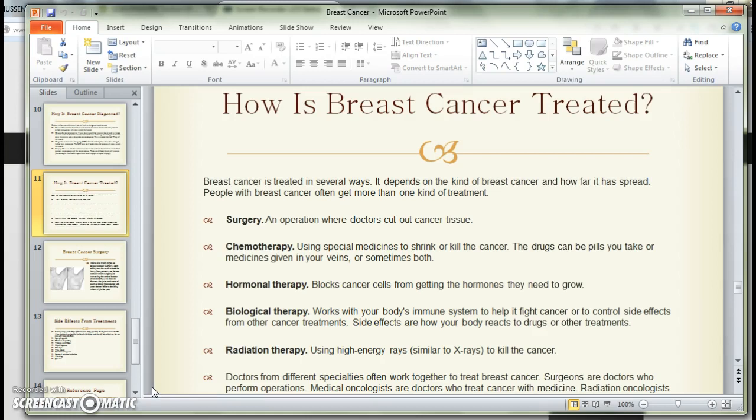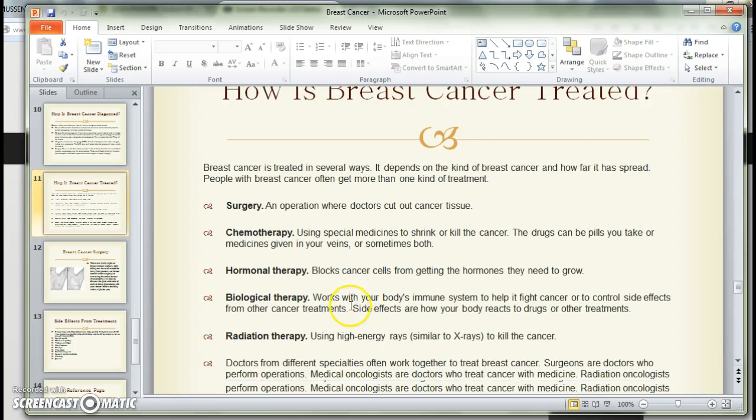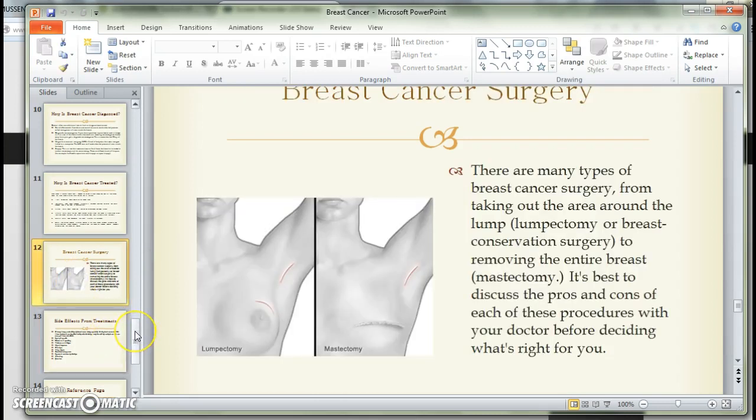Radiation therapy is using high energy rays similar to X-rays to kill cancer cells. Doctors from different specialties often work together to treat breast cancer. Surgeons are doctors who perform operations. Medical oncologists are doctors who treat cancer with medicine. Radiation oncologists are doctors who treat cancer with radiation.